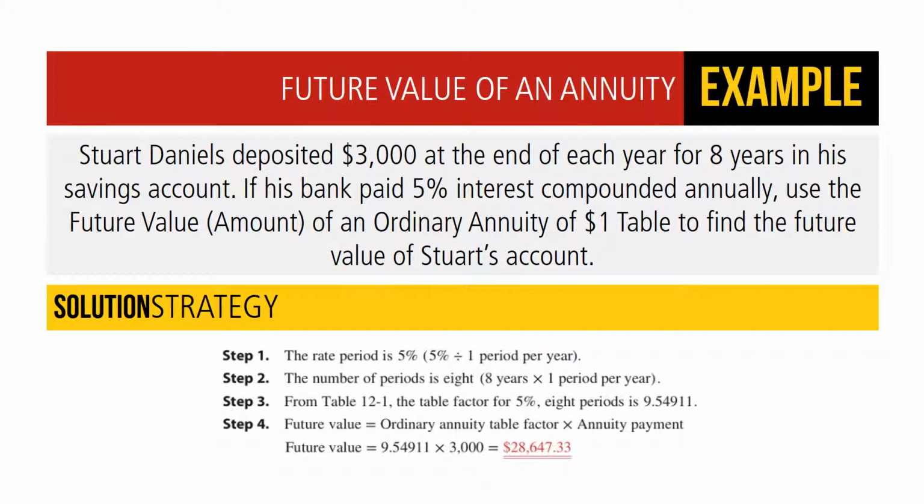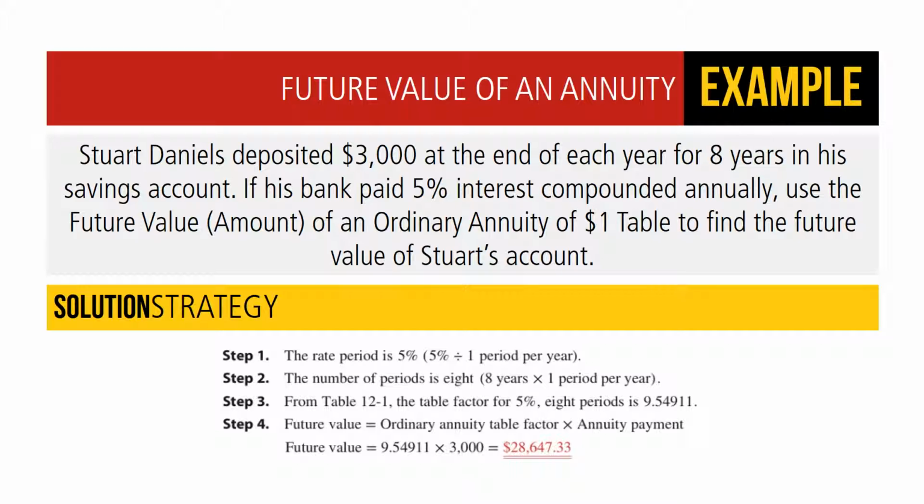Stuart Daniels deposited $3,000 at the end of each year for 8 years in his savings account. If his bank paid 5% interest compounded annually, use the future value amount of an ordinary annuity of $1 table to find the future value of Stuart's account. Let's take a look at the solution strategy. Step 1. The rate per period is 5%.